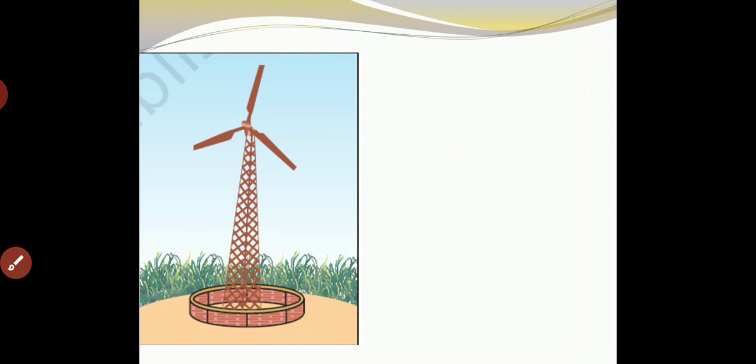As you can see, in a windmill one fan will be there. The blades present in that fan will move in the direction of the wind, due to which it will generate electricity. And this phenomenon is said to be a windmill.